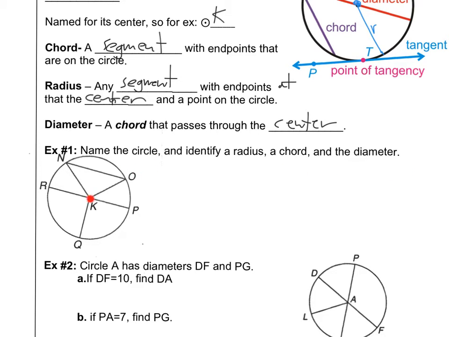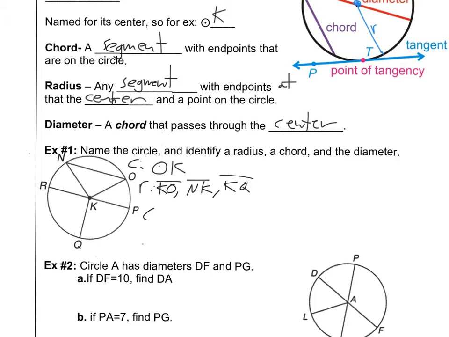If I want to name this circle, like I said before, this circle revolves around the center K, so we would just call it circle K. I know it kind of looks like OK. Identify a radius. Well, we got lots of radiuses in here. The radius, we could say, KO is a radius. We also could say NK. We also could say KQ, and there's more there too, but you get the idea.